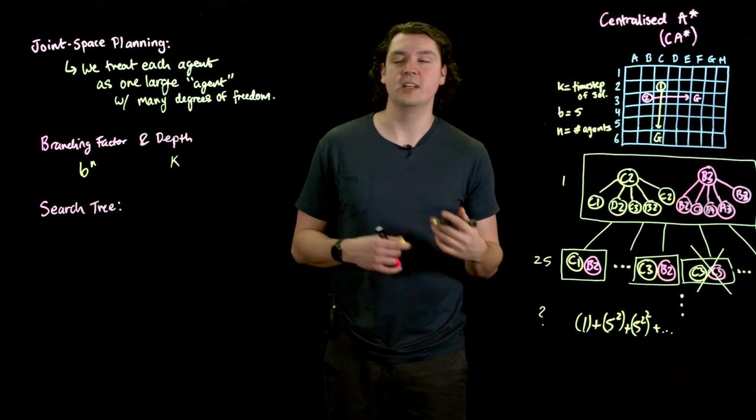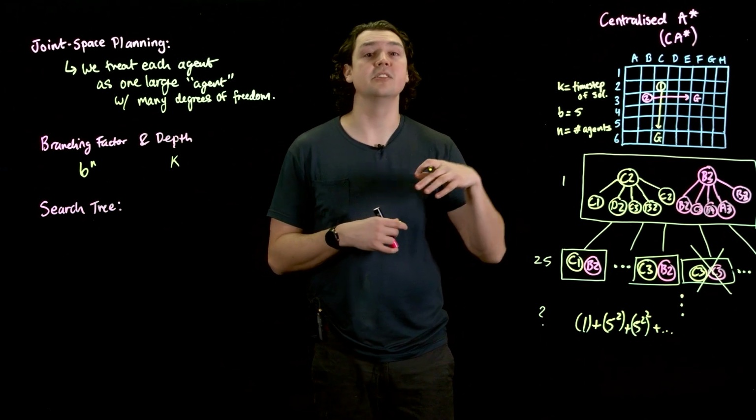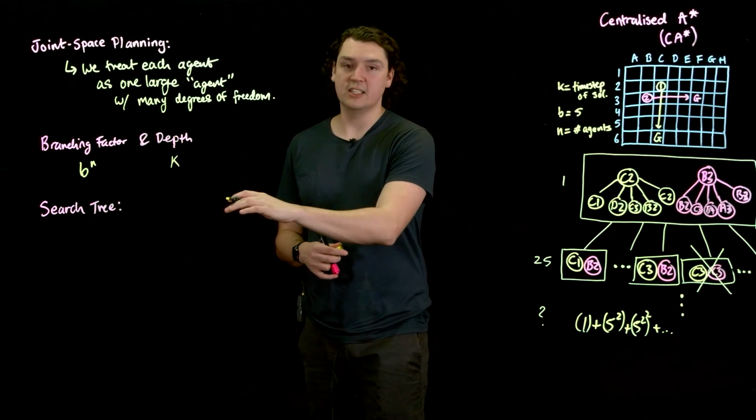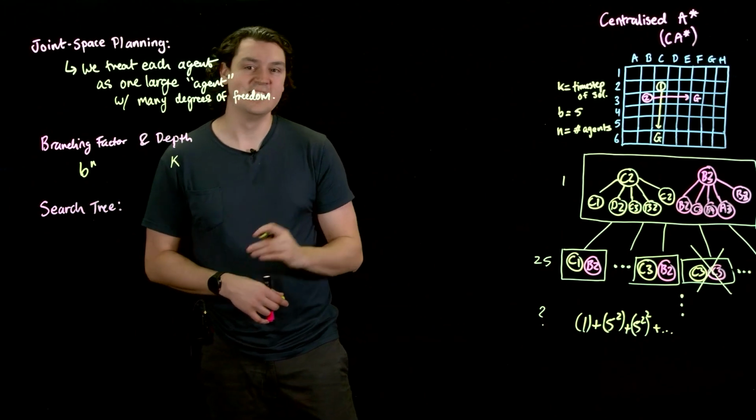Every time you have b things available to you, and you're having to look at the combinations of all n agents. I think that makes sense. Now, let's start drawing out the search tree that corresponds to this in the general sense.